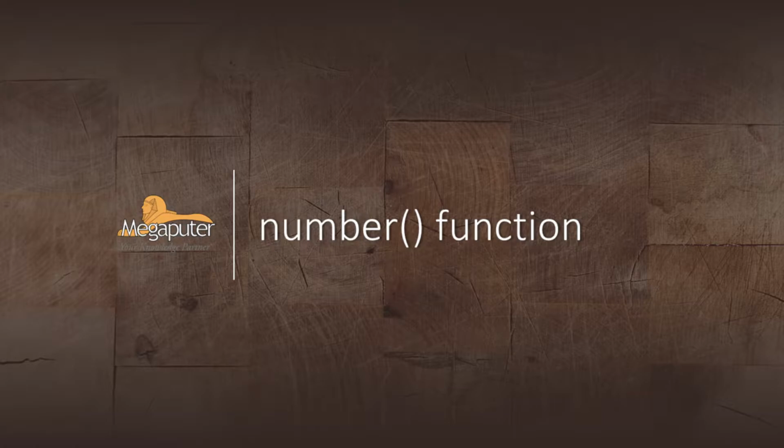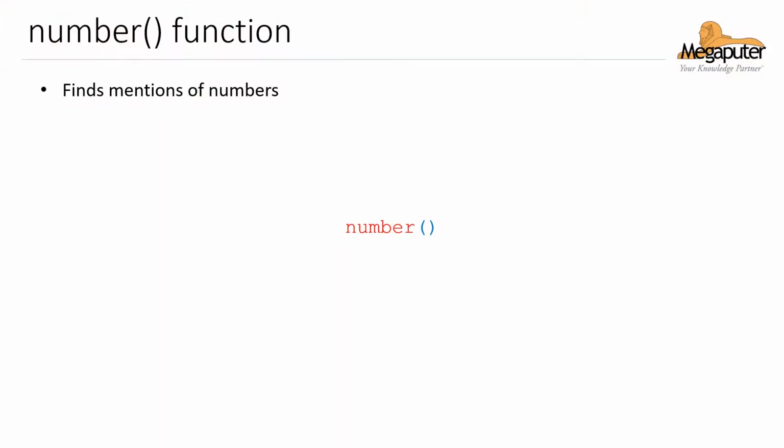In this video, we'll be going over the number function. The number function matches mentions of numbers in the text. It not only matches numbers written with digits or decimal points and plus or minus signs, but it also matches numbers that are spelled out.